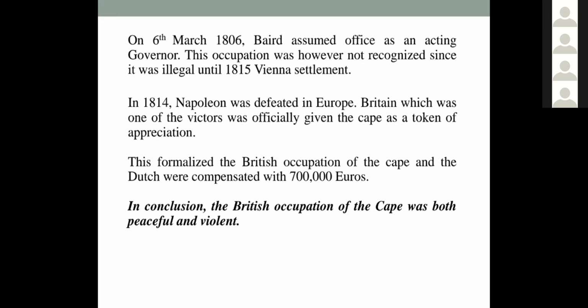So the British took over the Cape until much later, when South Africa became independent. We shall see the events that followed there, and the Dutch did not rule the Cape again. In conclusion, the occupation of the Cape was both peaceful and violent. It was peaceful at first, but during the second occupation, there was some degree of violence.